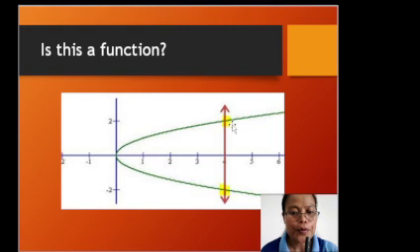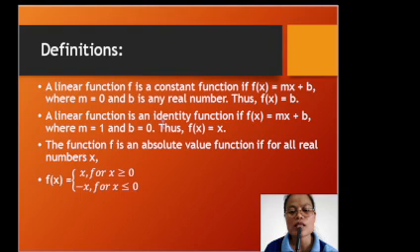Now, a linear function f is a constant function if f of x is equal to mx plus b, where m equals 0 and b is any real number. Thus, f of x is equal to b. That is the slope-intercept form. The m there represents the slope, and b is the y-intercept. So the formula for a constant function is f of x is equal to b. For example, we have f of x is equal to 3. The value of y is always 3. That is why it is called a constant function. It never changes. It is always 3.